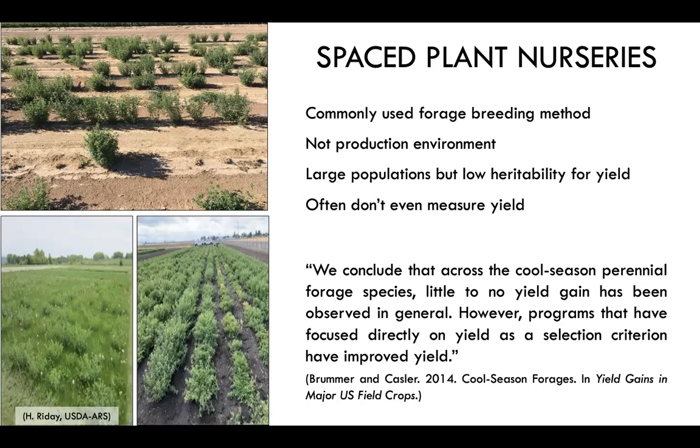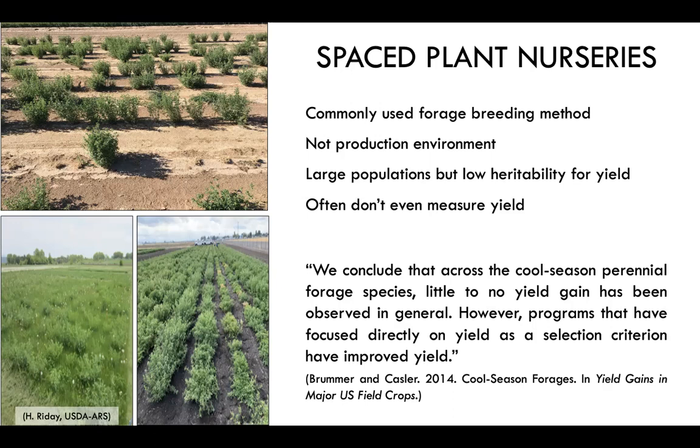So by going through spaced plant nurseries, picking plants that look good, vigorous, and so on, we might expect the yield to be improved, but we're not actually measuring yield, and it's not in the production environment. And so as Mike Hassler and I wrote in a paper a couple of years ago, we conclude that across the cool season perennial forages, including alfalfa, little to no yield gain has been observed. And in general, these programs have run off of spaced plant nurseries.